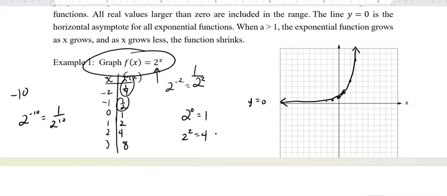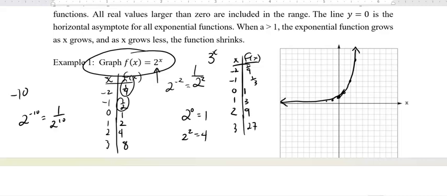For example, if I just did 3 to the x, what happens? It looks a lot like this. That is x, f of x. If I were to graph this real quickly, -2, -1, 0, 1, 2. Well, 3 to the -2 is a 1/9. 3 to the -1 is a 1/3. 3 to the 0 is still 1, so it still crosses there. 3 to the 1 is 3. 3 squared is 9. 3 cubed is 27.